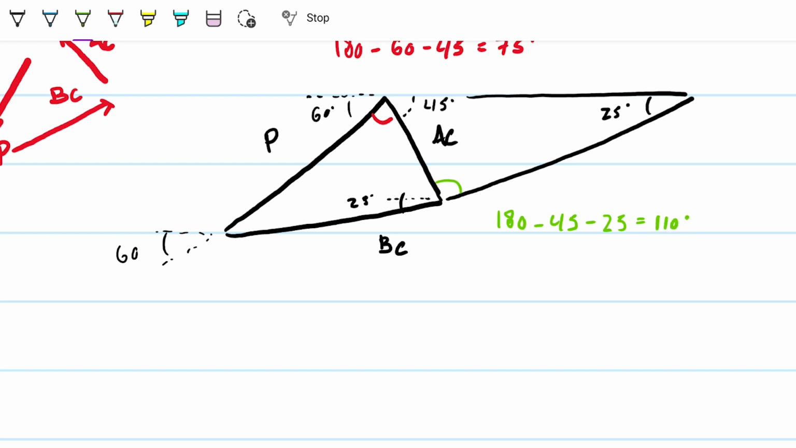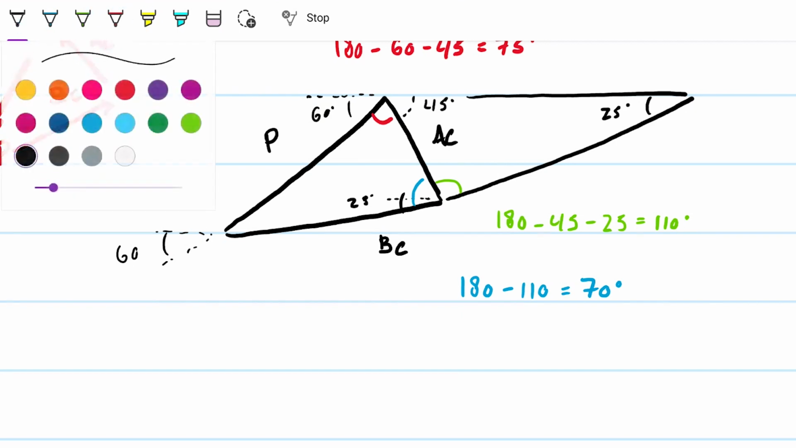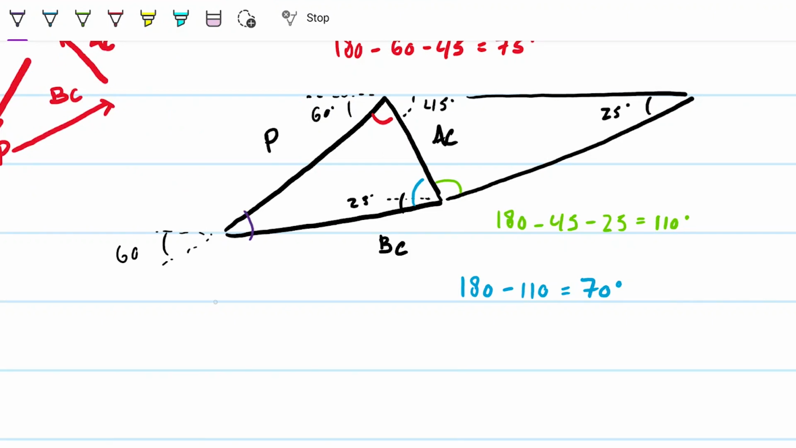If that's 110, and we know that the total sum of this is 180 because it's a flat line, that means this blue one here has to be 180 minus 110, which is 70 degrees. And then last but not least, let's get purple. This purple here has to be the internal of the triangle, 180 minus the 70, minus the 75 that we already found, which gives us 35.